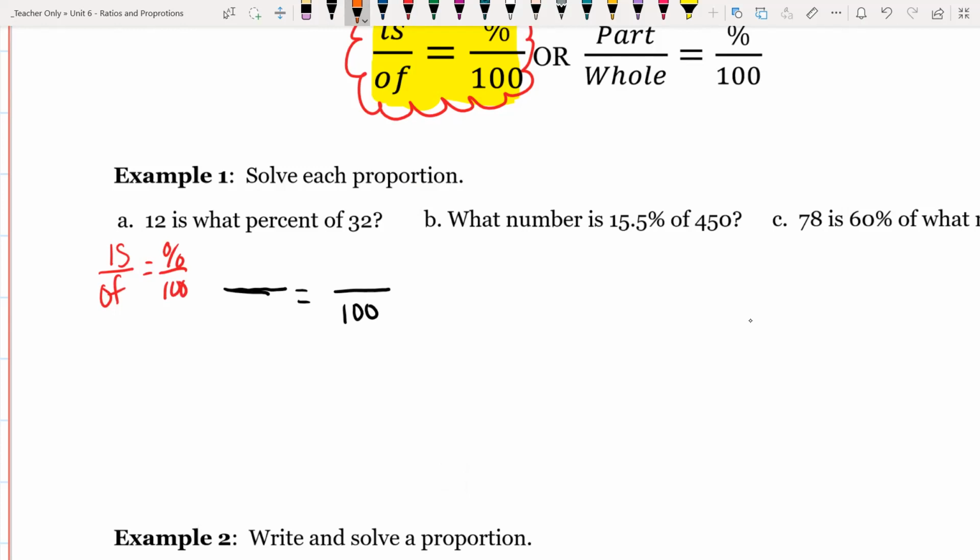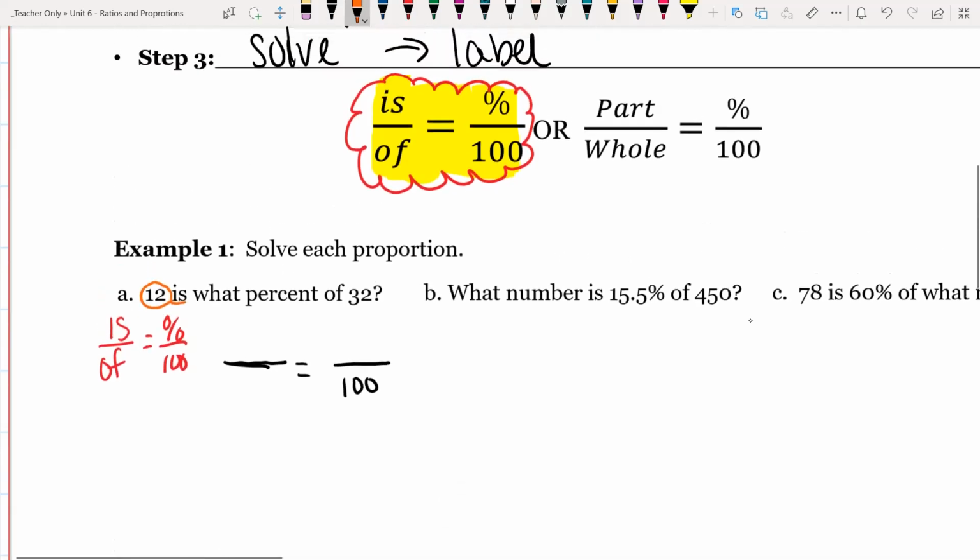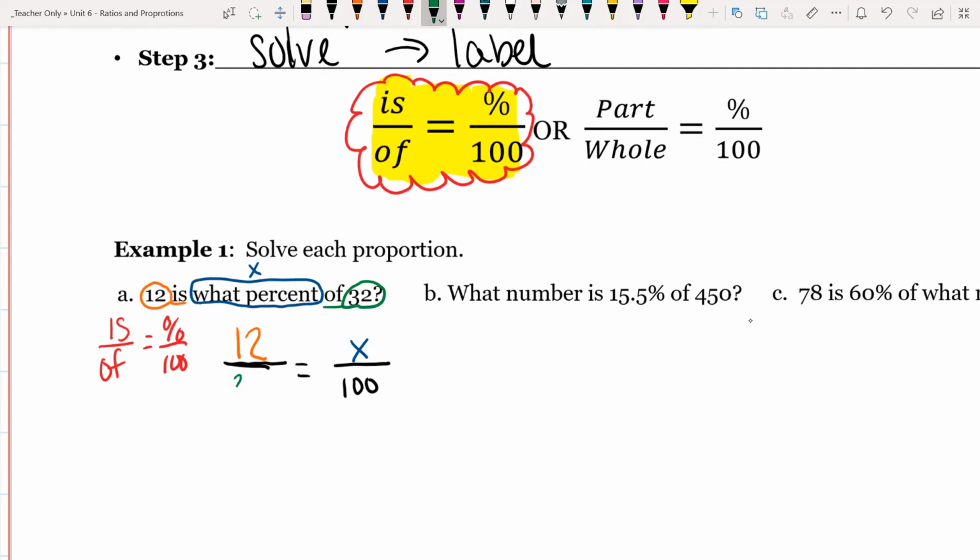It says 12 is. So if I have the word is, I always take what's in front of it. So I'm going to put 12 in the is spot. It says what percent, so we don't know the percent, so that's what we're finding. And it has the word of 32. So after the word of is our of.